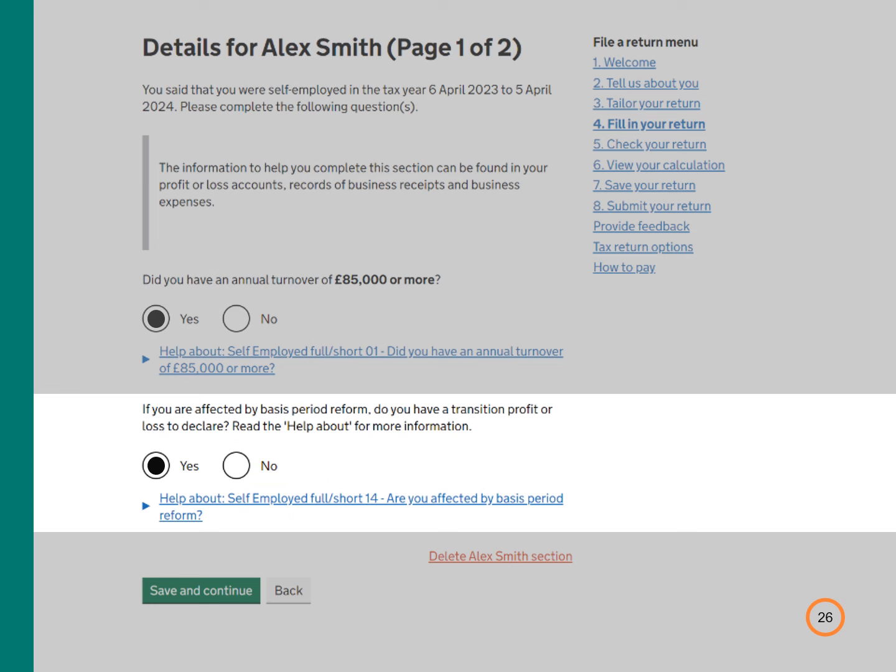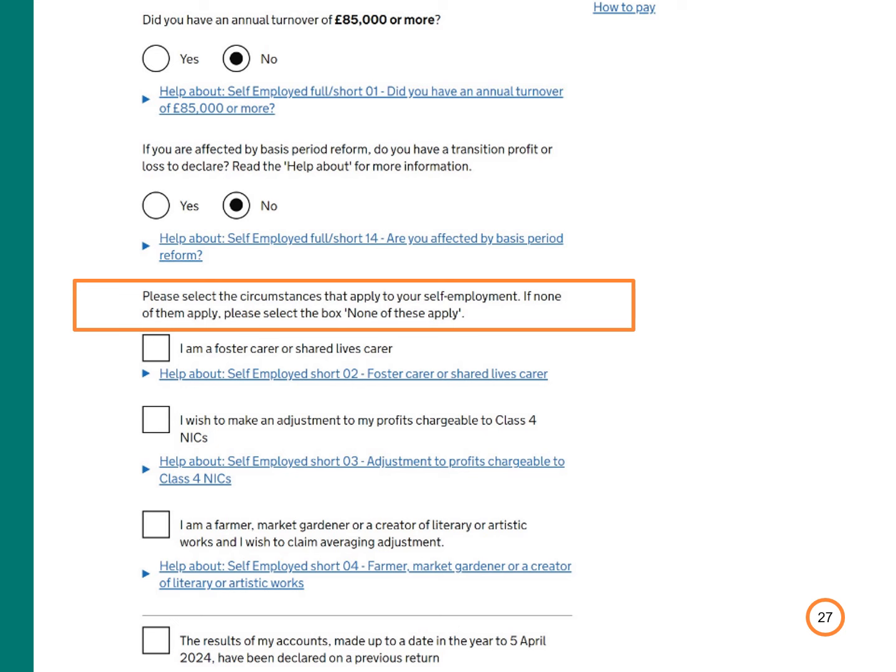So if your accounting year doesn't match the tax year, answer yes, and you'll need to give a more detailed breakdown of your self-employed accounts. You'll also be given a section to tell us the details of your basis period transition profit or loss later in the return. If you select No to both questions on page 1 of 1, we ask you to check through a list of circumstances and select any that apply to you.